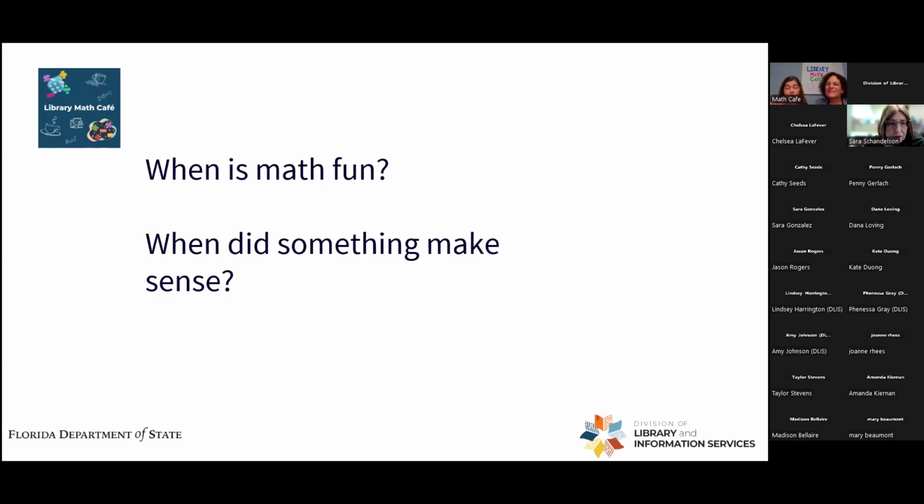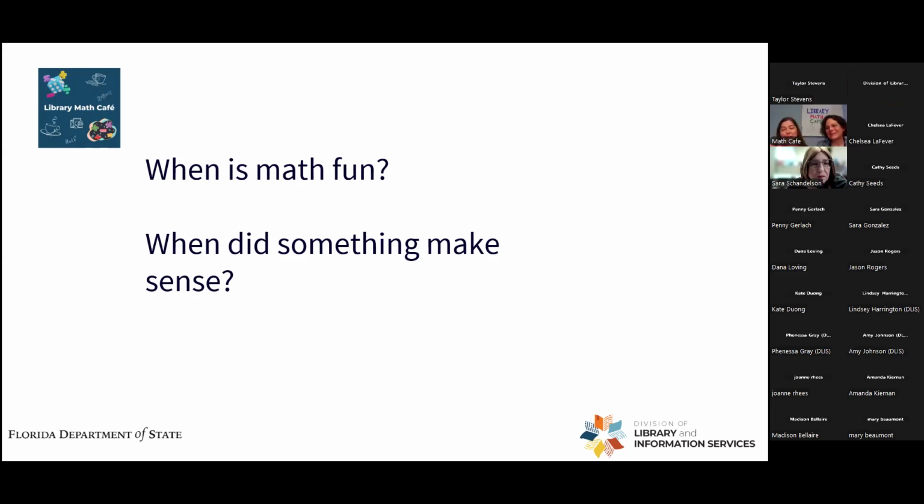Teaching fractions and graphing with candy is the best. Yes. Again, back to food. Well, that's my happy language.